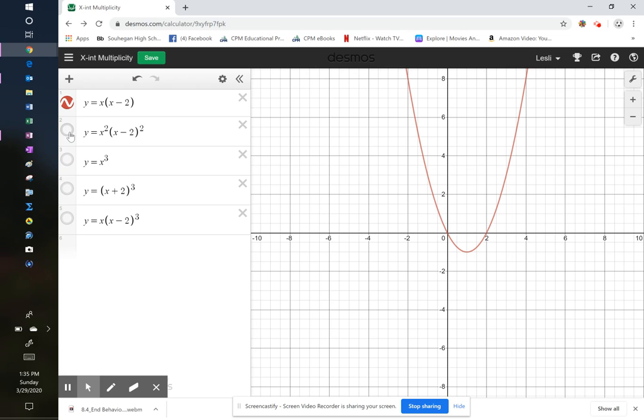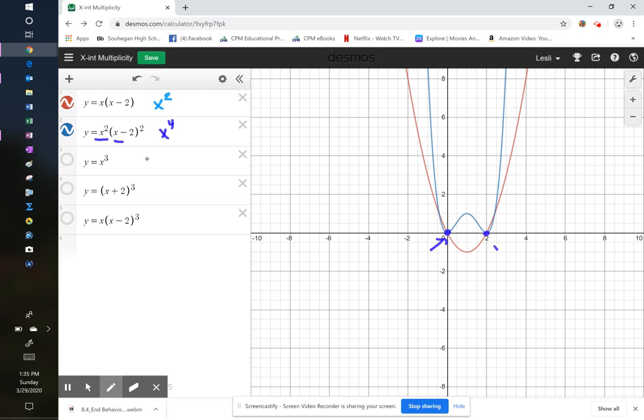Up here, we have a degree 2 because it's x squared. Here, we have x squared, and this would be x squared. This is degree 4, so we should have 4 x-intercepts. But let's look to see what happens. I don't have 4 x-intercepts. I have 2 because I have 2 x-intercepts at 0, and I have 2 x-intercepts at 2.